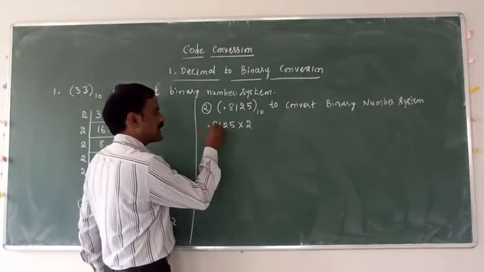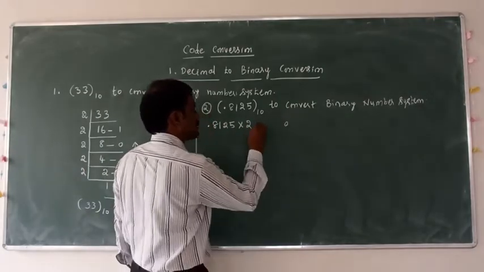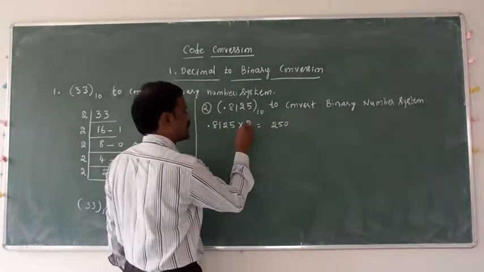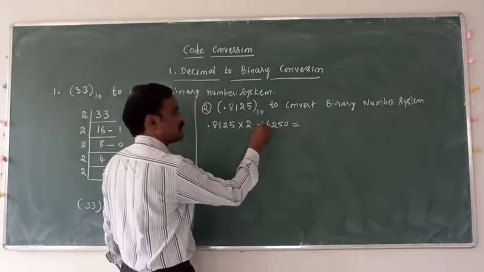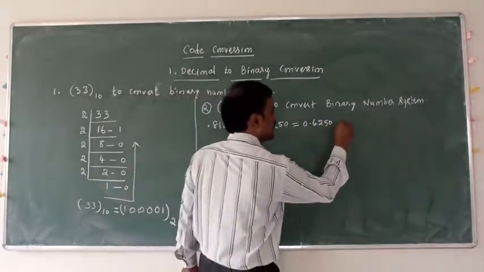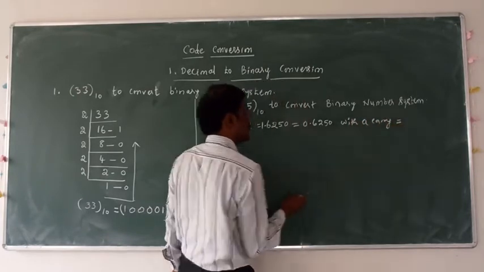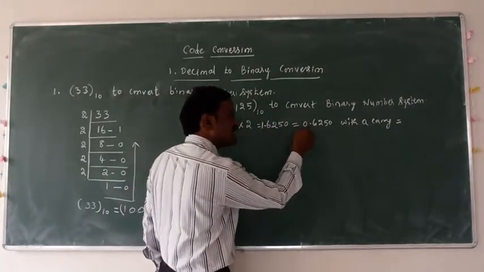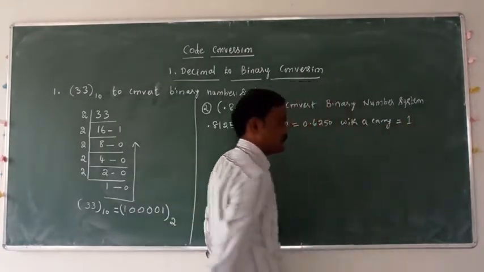Okay, first 0.8125 times 2 equals 1.6250. 4 times 2 is 8, 5 times 2 is 10. Now the result is 0.6250 with a carry of 1. We write only the part after the decimal point, 625, and here the carry we represent as 1.